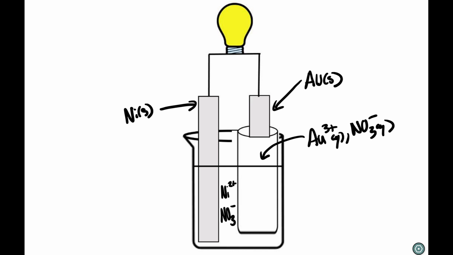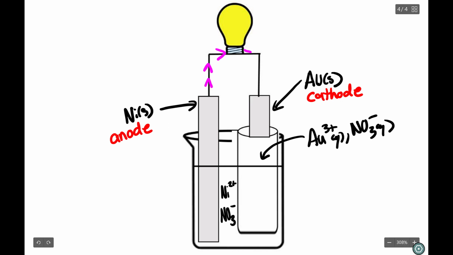Now that you had a chance to do it, let's see if you did it right. We know that the gold is the cathode, and we know that the nickel is the anode. So the first type of flow we're going to do is electron flow. Electrons always flow from anode to cathode through the wire, and they're going to pass through the light bulb, which is going to cause it to light up. So there's our electron flow.